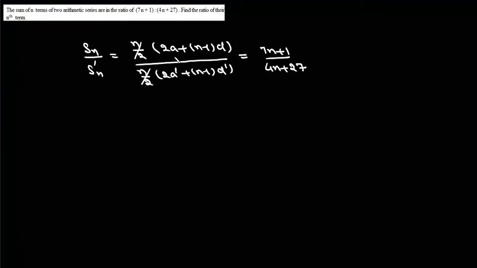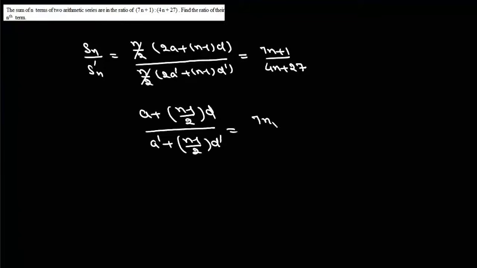Now what we'll also do is, on the left hand side we'll divide everything by 2. So we can write (a plus (n minus 1) by 2 into d) upon (a dash plus (n minus 1) by 2 into d dash). It is equal to (7n plus 1) upon (4n plus 27).